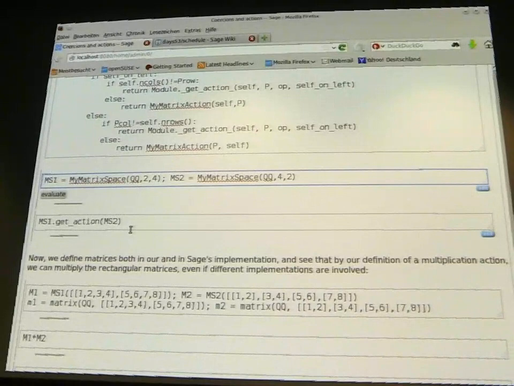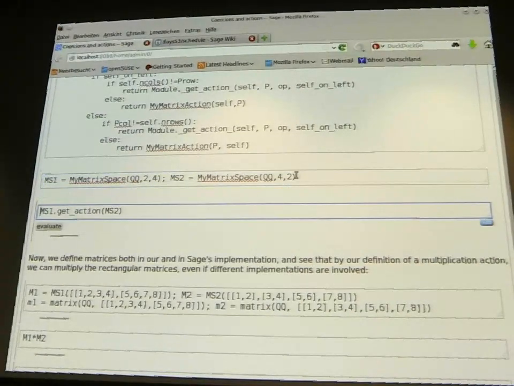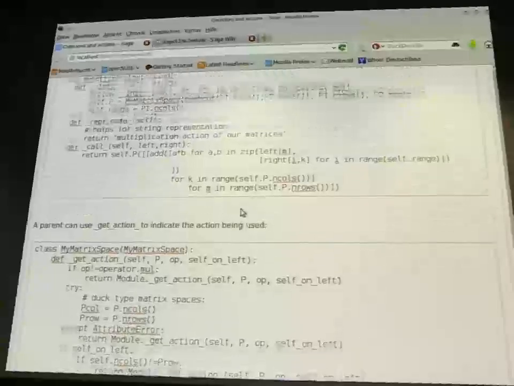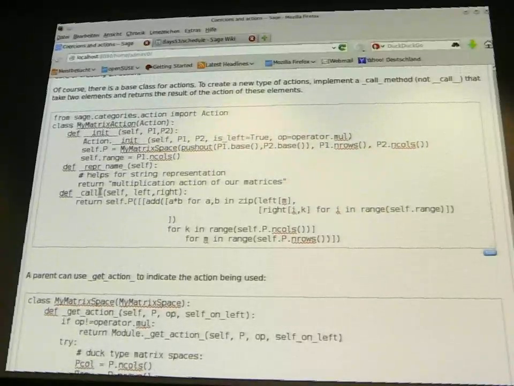Now we define matrices, 2x4 matrices and 4x2 matrices, in our implementation. And we get the action, and indeed there's a left multiplication action. So this is something that we defined here: a left multiplication action of our matrices.